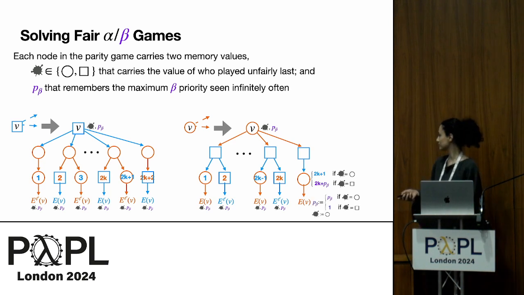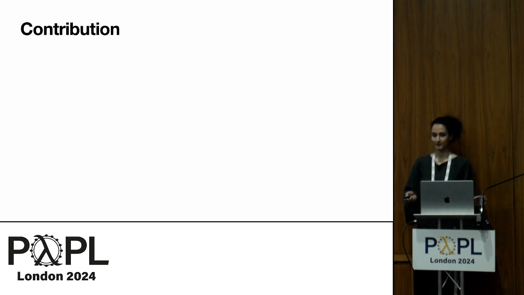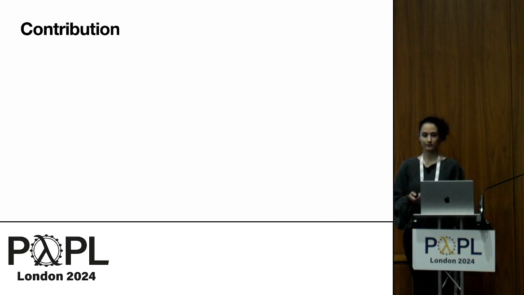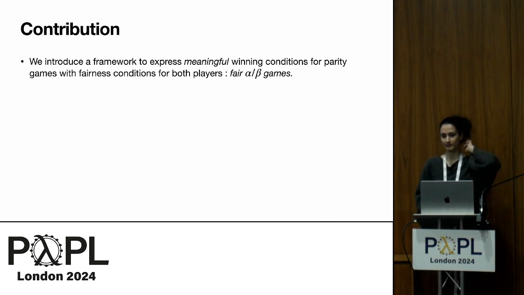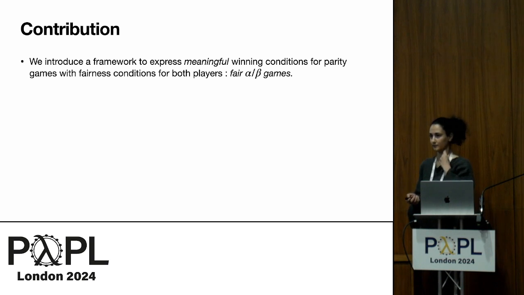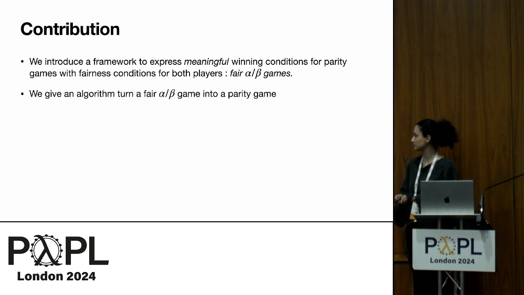I'm sorry for this very brief introduction. This is just a supporter for this. And with that, I leave you with a contribution. So we introduce a framework to express meaningful winning conditions for parity games with double fairness conditions. We call these games fair alpha beta games.